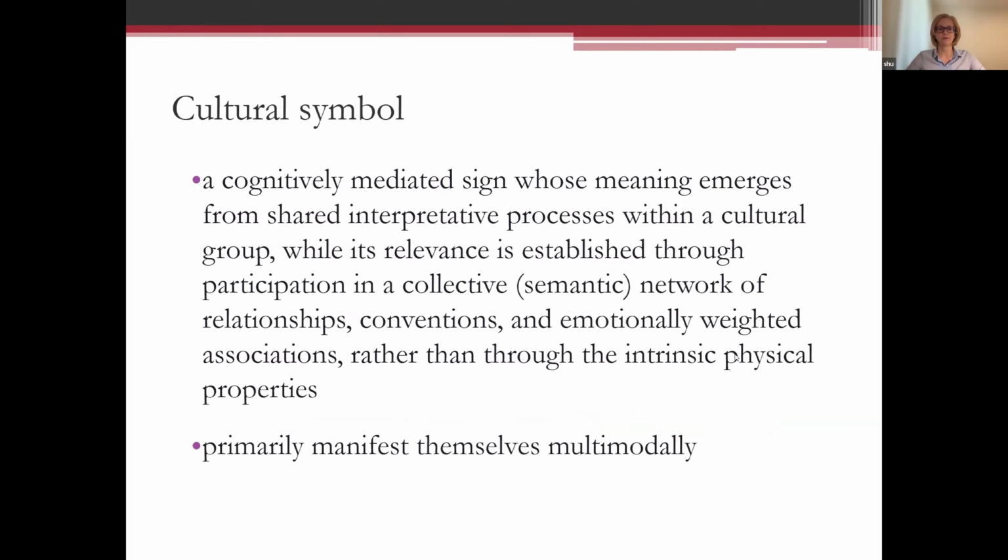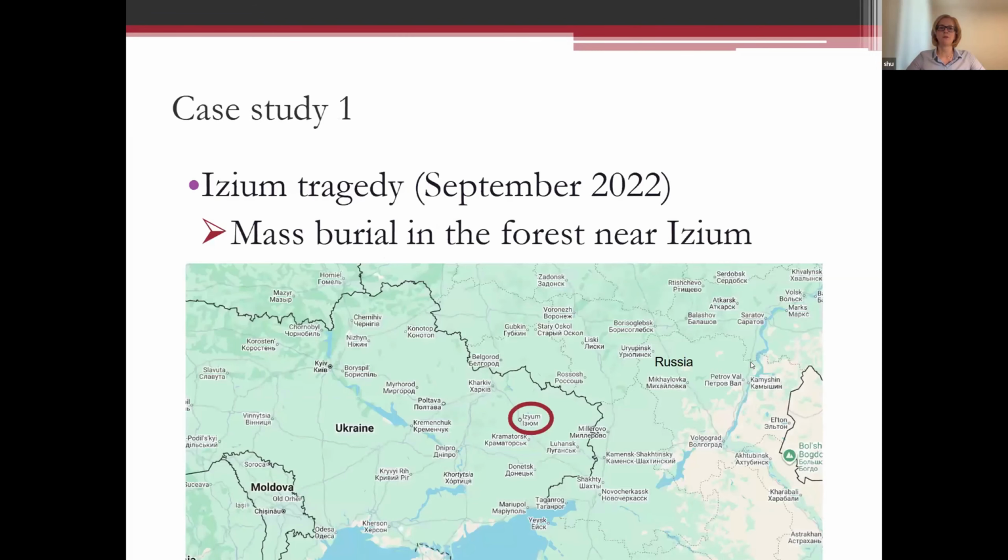Next slide, please. I thus define a cultural symbol as a cognitively mediated sign whose meaning emerges from shared interpretative processes within a cultural group, while its relevance is established through participation in a collective semantic network of relationships, conventions, and emotionally weighted associations rather than through intrinsic physical properties. I also claim that cultural symbols primarily manifest themselves multimodally. Next slide, please.